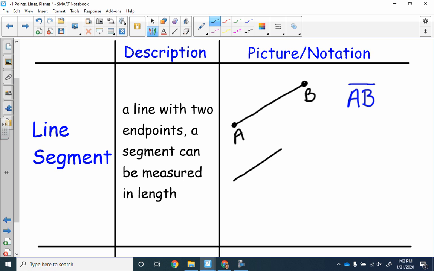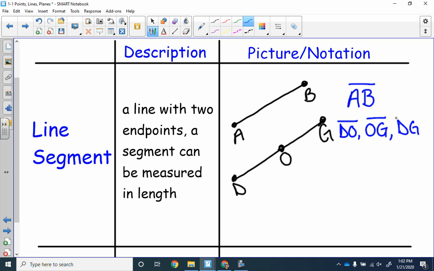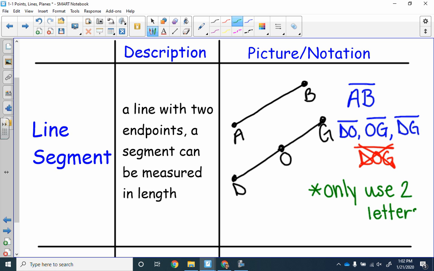And when you have a line with 3 points on it, so let's go ahead and use D, O, and G, I have 3 different options for naming this segment. I could do segment DO, segment OG, or segment DG. What we do not want to be doing here is naming it segment DOG. We only want to use 2 points. So I'll write that little reminder right here: only use 2 points, 2 letters. All right, and those are your names for our segments.